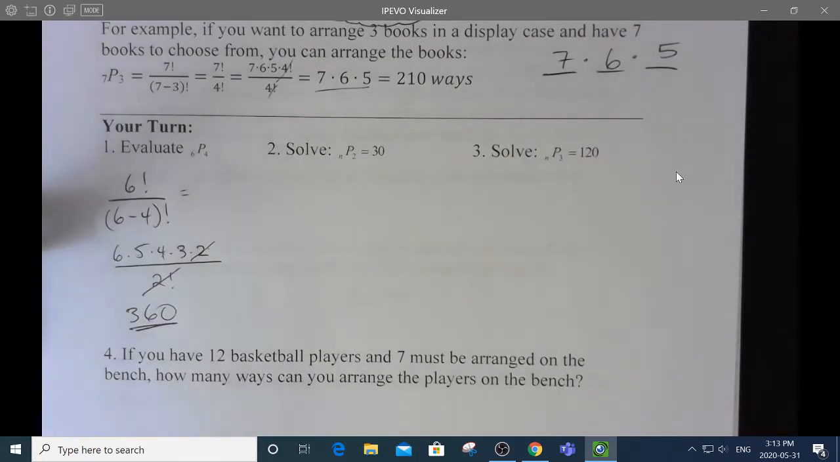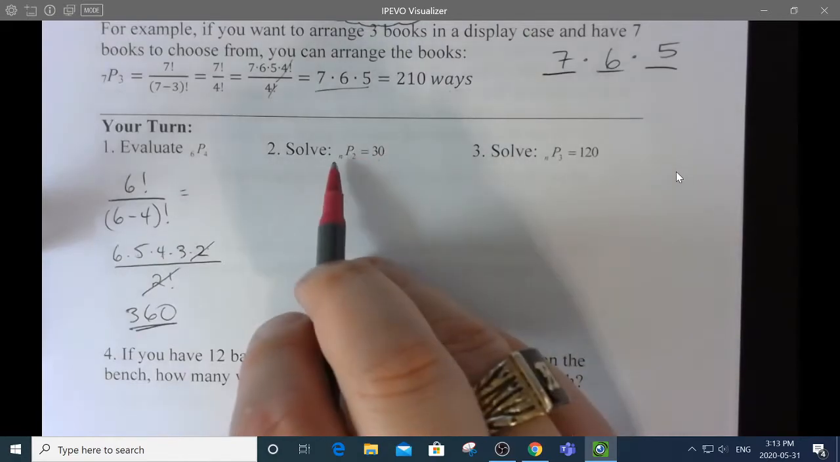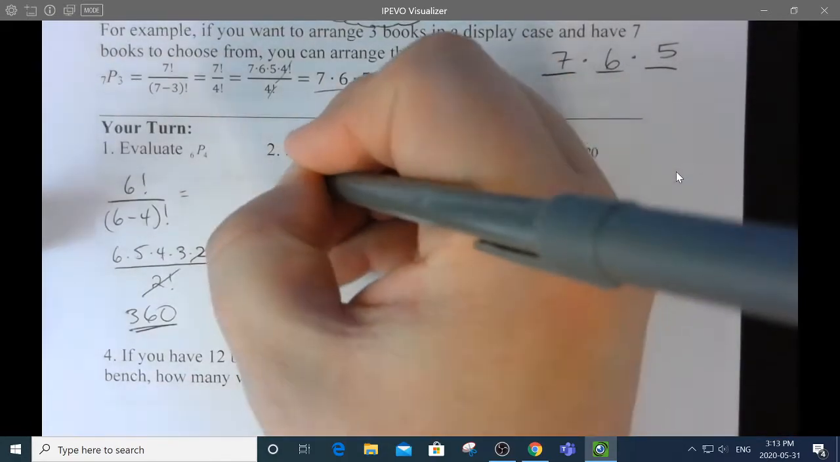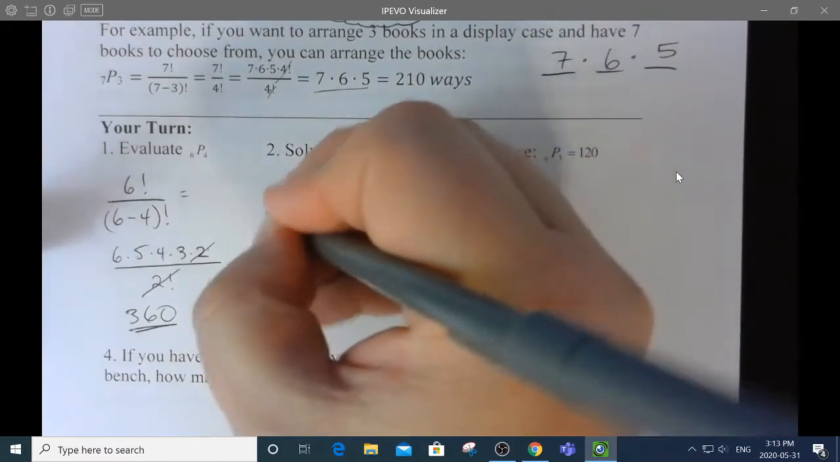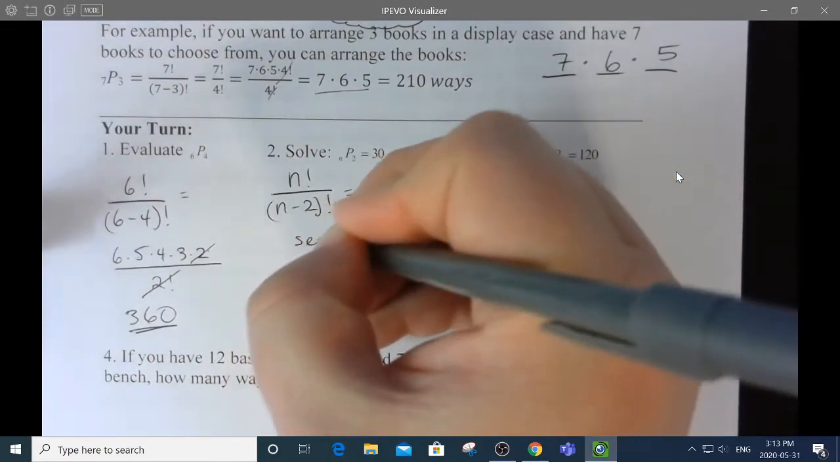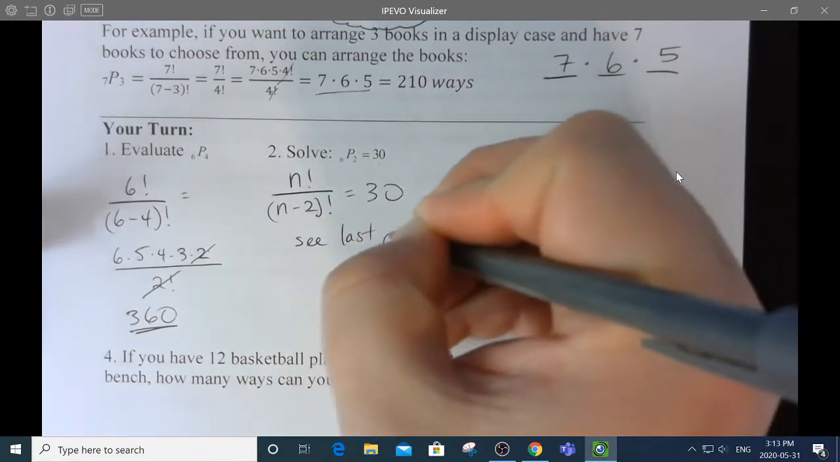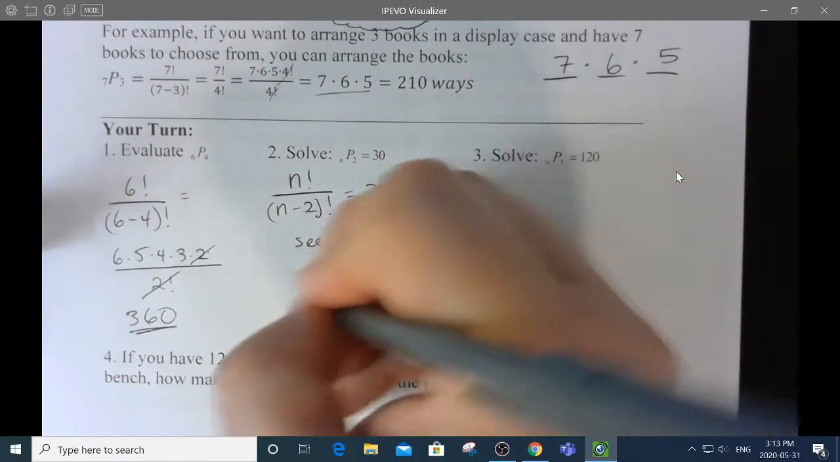Now the second one is going to be more algebraic. I know the permutation value. I'd like to figure out the n in the formula, and this is what I'm going to do. It's n factorial over n minus 2 factorial equals 30. Look familiar? It's the one we did on the last page. So I'll just say see last page. And n is going to be 6.